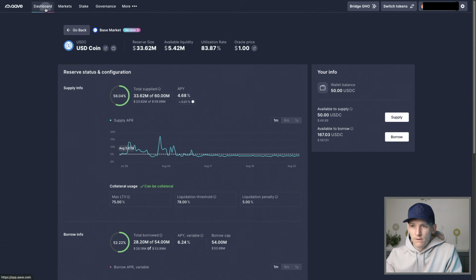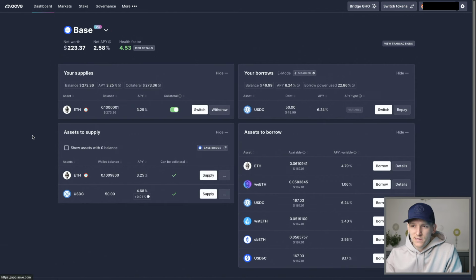Then we can go back to our dashboard. And now we should see my supplies and my borrows. So you can see my supplies here. APY is 3.25% on all of that ETH that I'm supplying. So I get the APY all of the time from my supply. My borrows, I'm paying 6.24%, but I've only borrowed $50 right here. You can see that here. And my net APY. So net worth is this much. My net APY has now come down because I'm obviously paying some interest, but on a smaller amount. You can see my health factor is green, so no issues here.